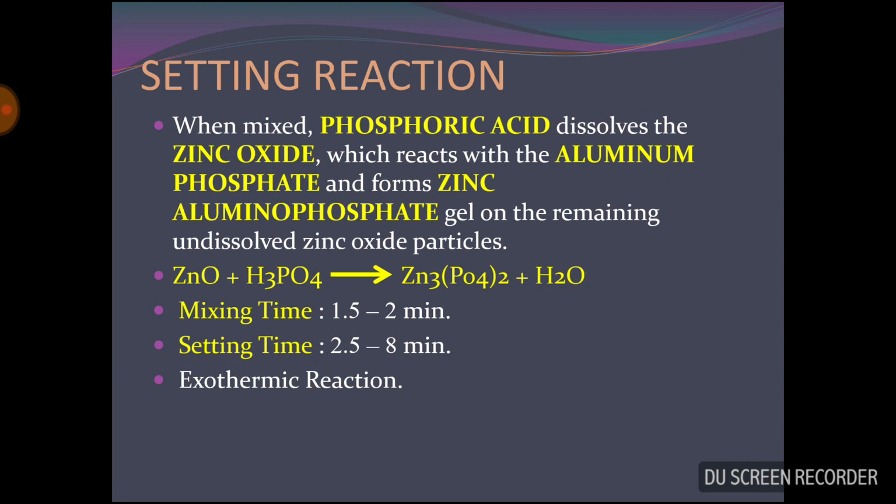The set material is essentially an amorphous matrix network of zinc aluminophosphate that surrounds incompletely dissolved particles of zinc oxide. Unbound water forms globules within the material, which makes the cement highly permeable, resulting in a porous structure. This material exhibits some shrinkage on setting. The reaction can be presented as the following. The mixing time is 1.5 to 2 minutes and the setting time is 2.5 to 8 minutes. This is an acid-base reaction and it is an exothermic reaction.